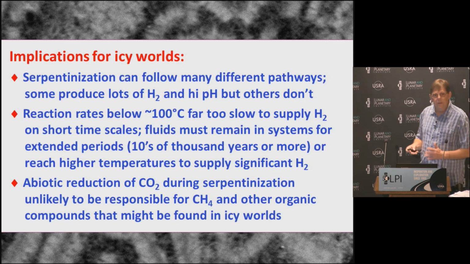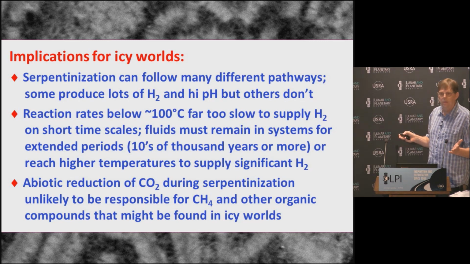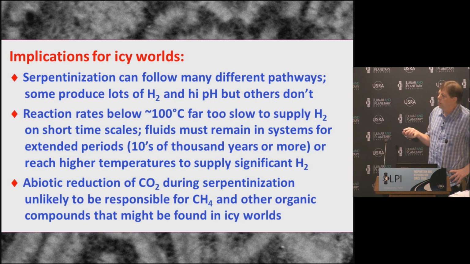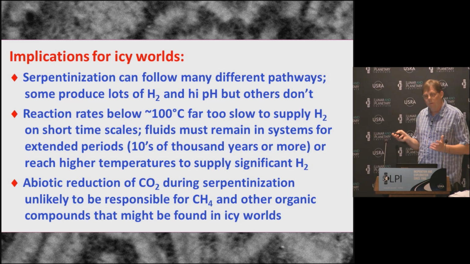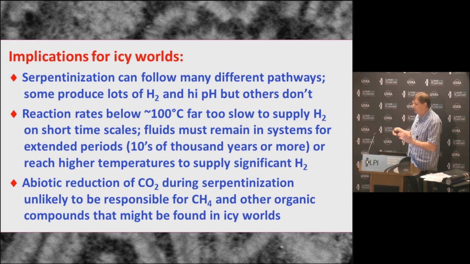Serpentinization can follow many different pathways, some of which produce lots of hydrogen and alkaline pH, but others that don't. Reaction rates below about 100 degrees C are far too slow to serpentinize and produce hydrogen on short time scales, so fluids must be in these systems for long periods of time or reach higher temperatures to supply significant hydrogen to these environments. And I don't know what implications that might have for circulation in ocean worlds. Maybe things can persist in the mantles for a long time.